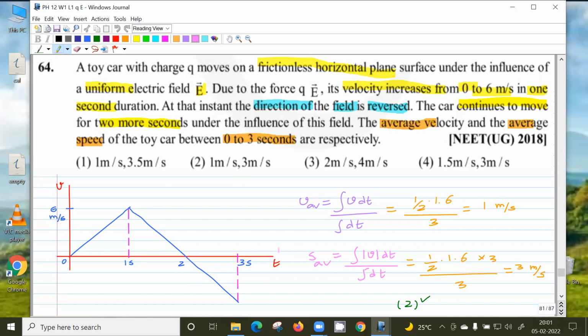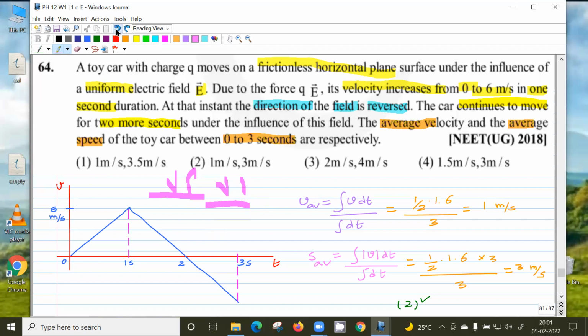If you draw a 1D picture, from 0 to 1 seconds it's moving with velocity increasing. After 1 second, up to 2 seconds, velocity is constantly decreasing. And after 2 seconds, it's turning back. It will come up to here. Got it?